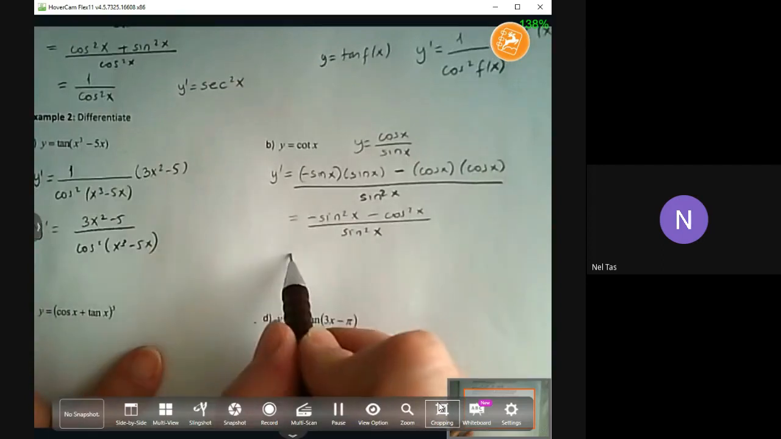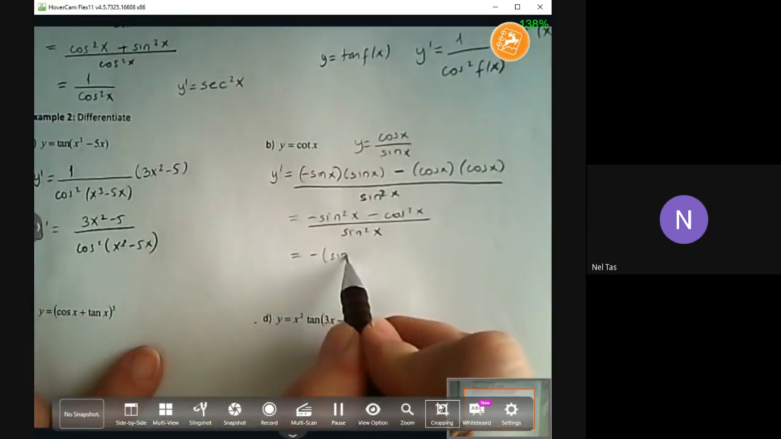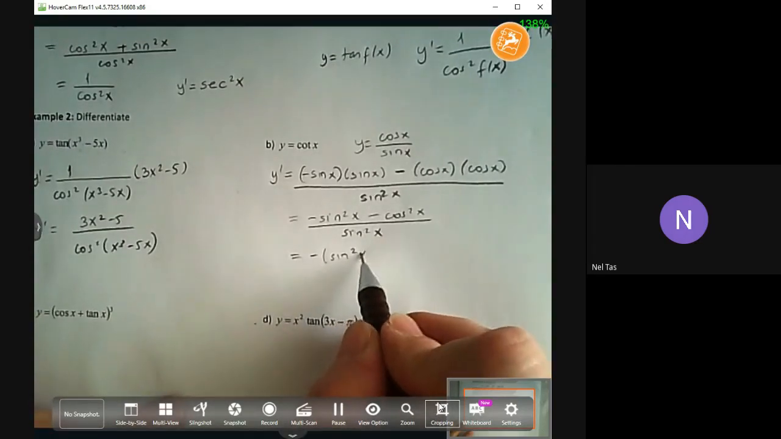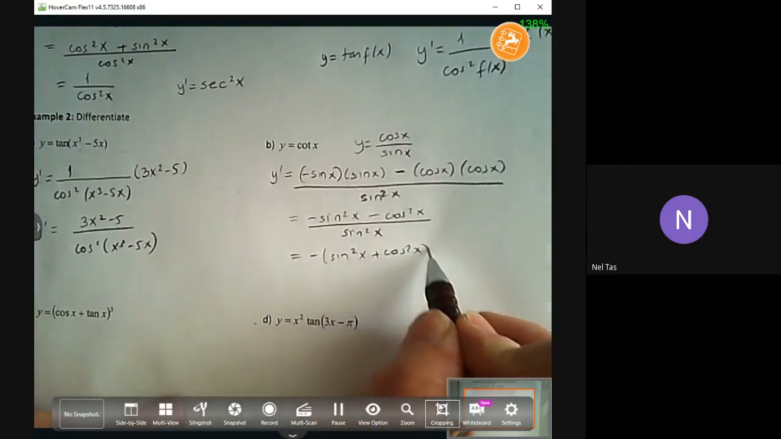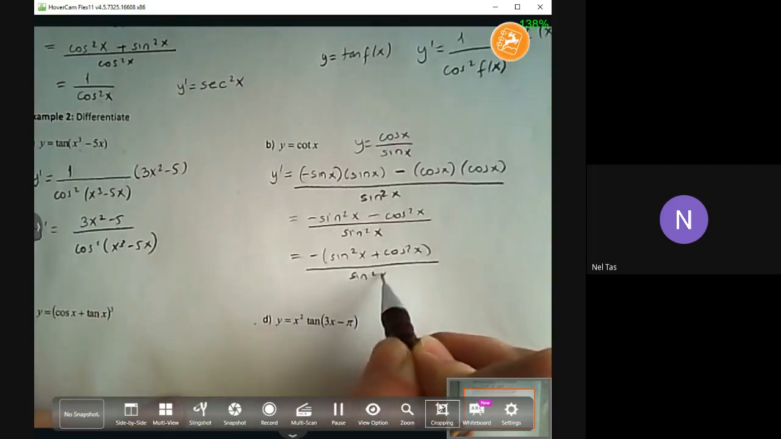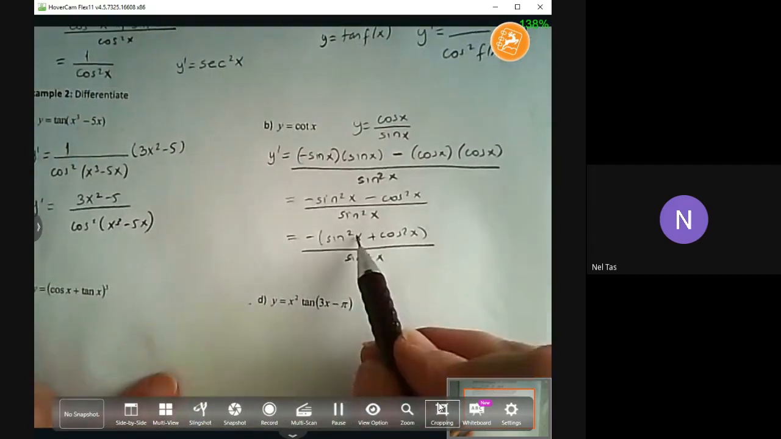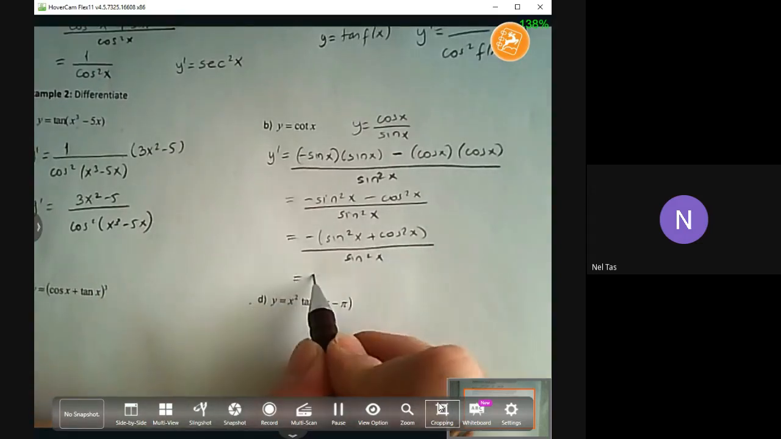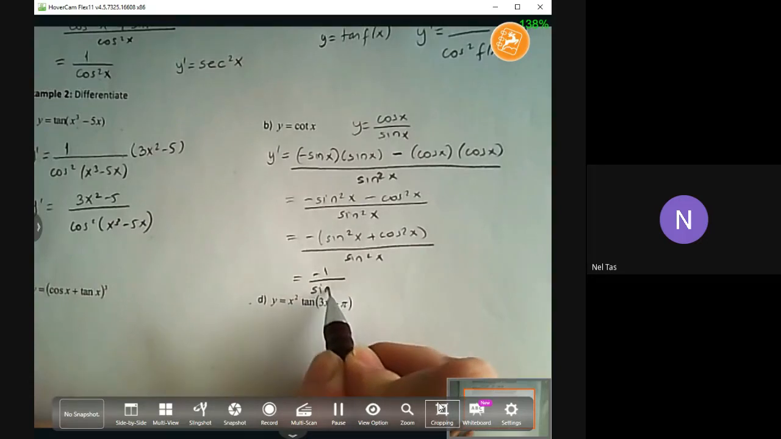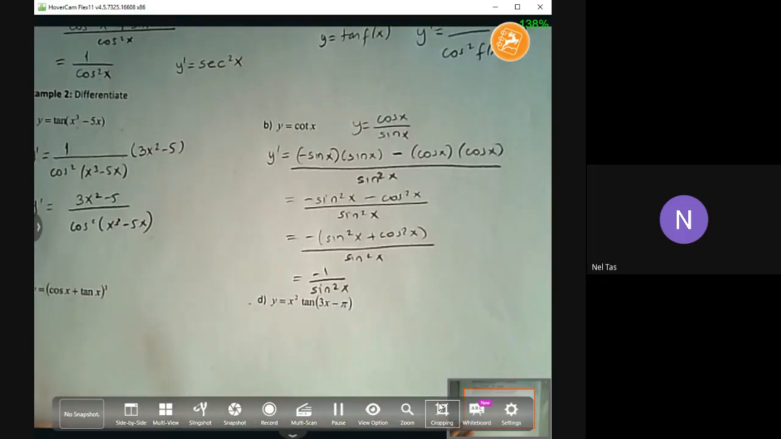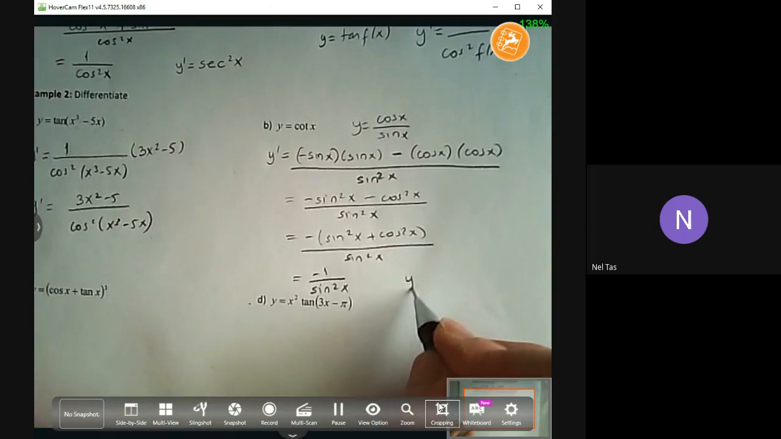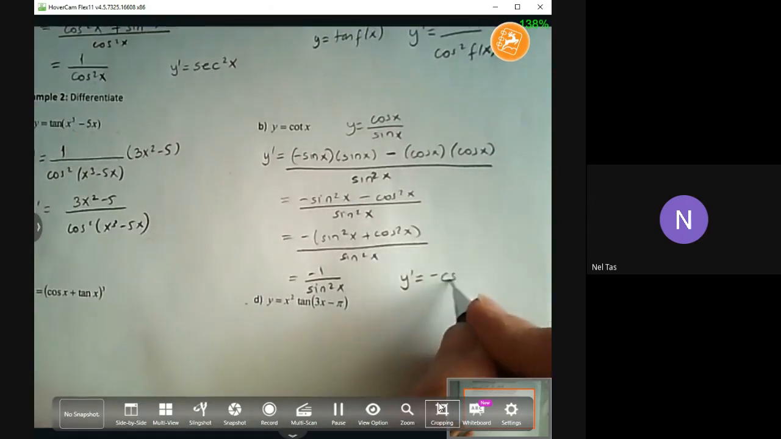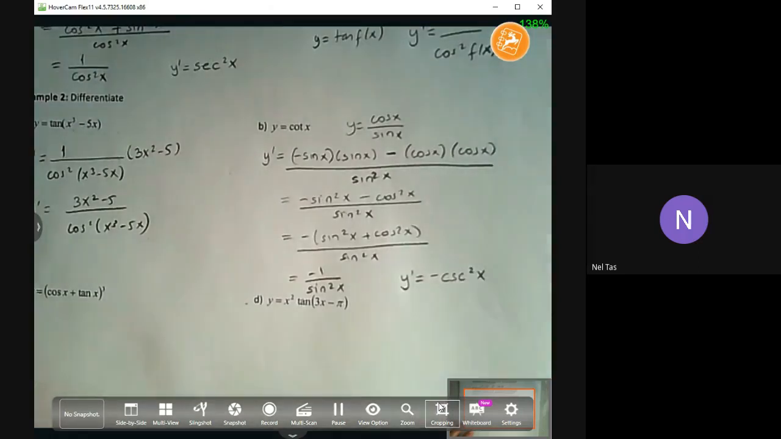If you factor negative 1 from here, then we get negative, in a bracket, sine square x plus cos square x. Again, applying the famous identity, sine square x plus cos square x equals 1, so you end up with negative 1 over sine square x. And also in your textbook, you may see it as negative cosecant square x.